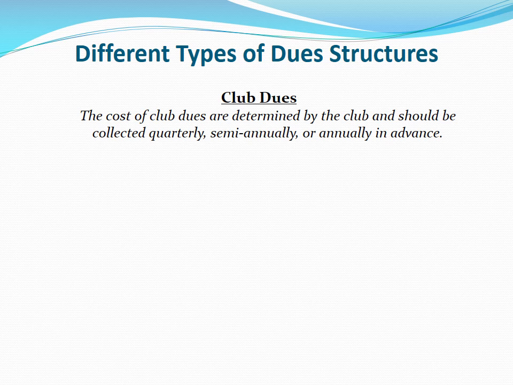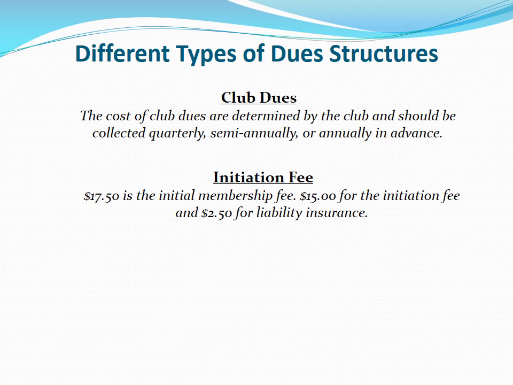In our next segment, we'll look at, for club treasurers, the different types of dues structures. Your club can establish its own dues, and it's all determined by the board and your bylaws, depending on whether it's collected quarterly, semi-annually, or annually, but always should be done in advance. Each club will have an initiation fee for a new member who is joining. That club can establish the initiation fee, but they must remember that there's a $17.50 initial membership fee, $15 of which is initiation fee, and $2.50 for liability insurance that will have to be sent in to Civitan International.